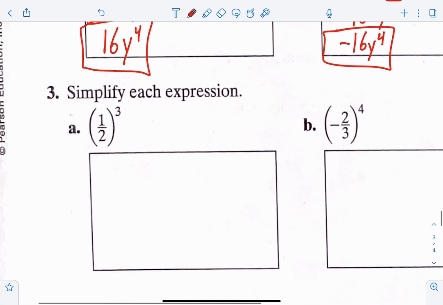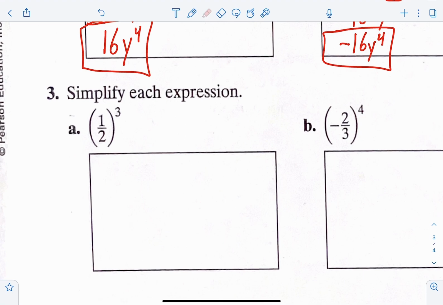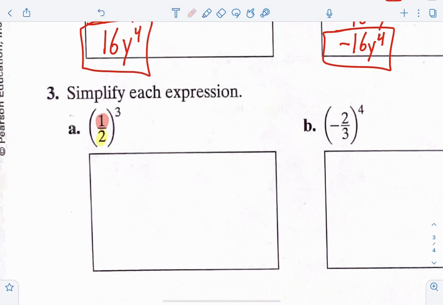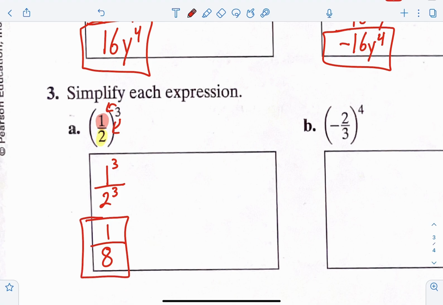All right, let's do A together. So we have a 1 on the top, and we have a 2 on the bottom. The 3 is going to get applied to both pieces. So we end up with 1 to the third over 2 to the third. 1 to the third is really 1. 2 to the third is really 2 times 2 times 2, which is 8. So our final answer is 1 over 8.